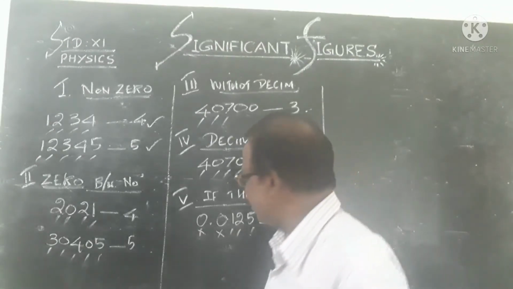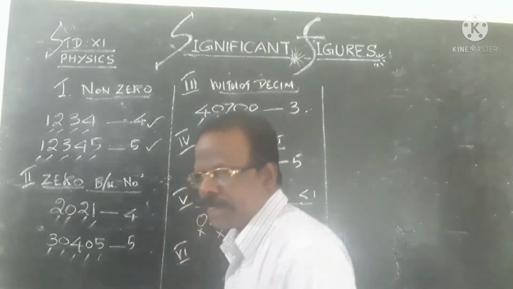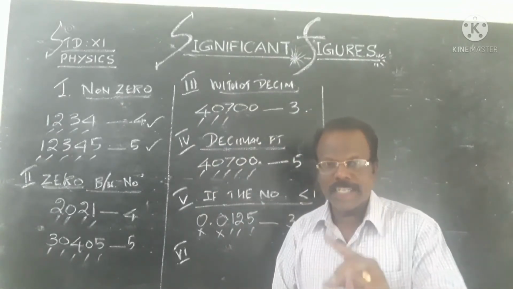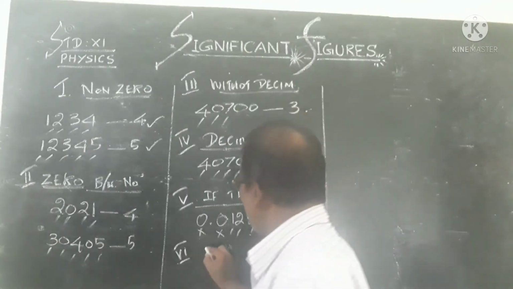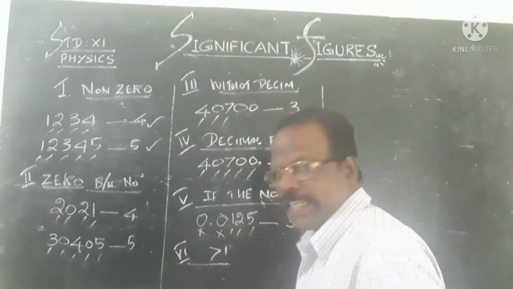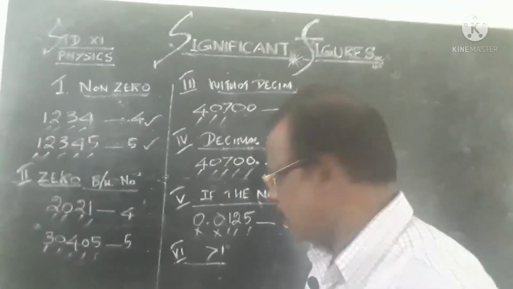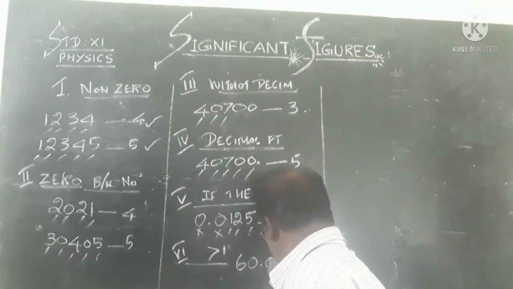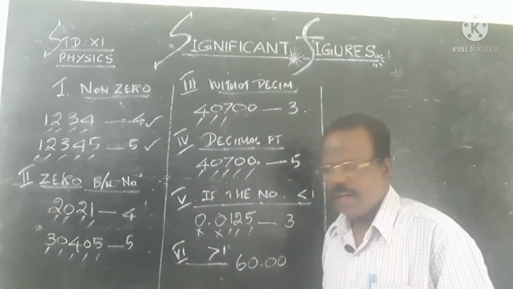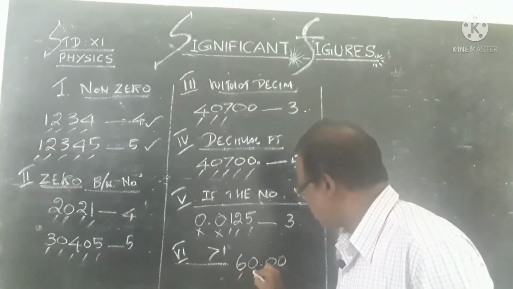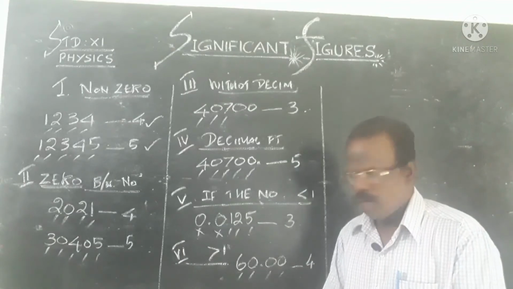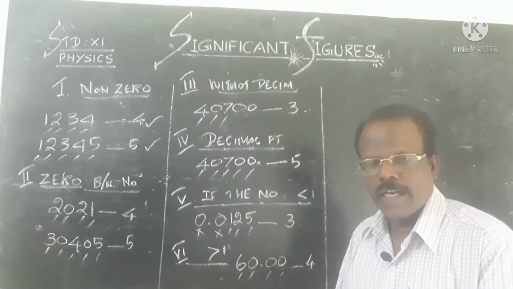Okay, come to the next one, that is the sixth one. Sixth example: the number has a decimal point, but the number is greater than 1. For example, I am going to give a small example, 60.00. Please listen here. Here that number is greater than 1. So you have to count all the numbers, 1, 2, 3 and 4. So our significant figure is 4. Okay, so we have completed around 6 rules.